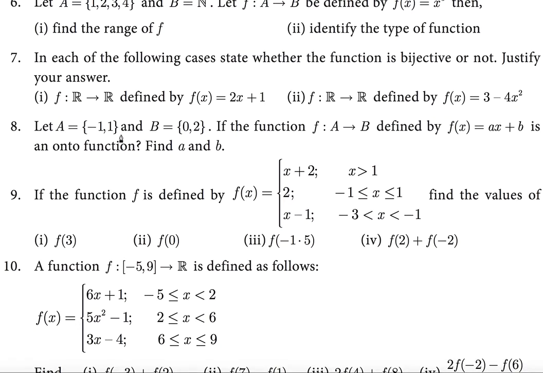A is this, B is this. If a function A to B is defined by f of x equal to ax plus b, is an onto function. Find a and b. This is an onto function. Onto means the image equal to B. Image equal to B.